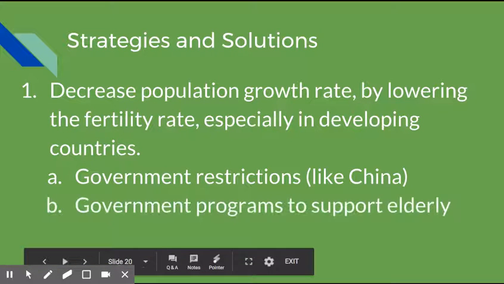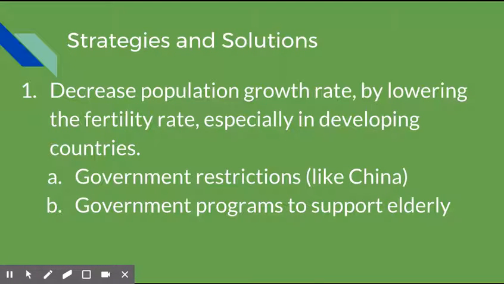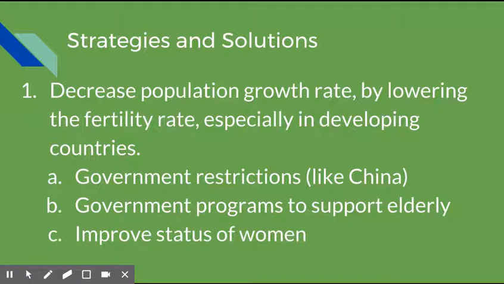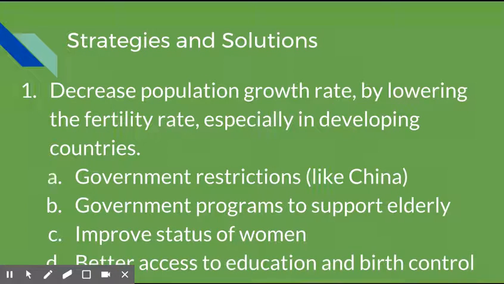It would be highly controversial, and a lot of countries definitely wouldn't go there. So another option would be government programs to support the elderly. Remember, if people feel like they'll be taken care of by the government when they're older, then they're probably less likely to have as many children, especially in some of these developing countries. Another strategy would be to improve the status of women. If women can vote, if women can stay in school longer, have careers, they would be more likely to wait before starting families. The more industrialized and modern an economy is, the lower the growth rate tends to be, because in these industrialized countries, women tend to wait longer to have families. And finally, another thing countries need to do would be to give their people better access to education and birth control.